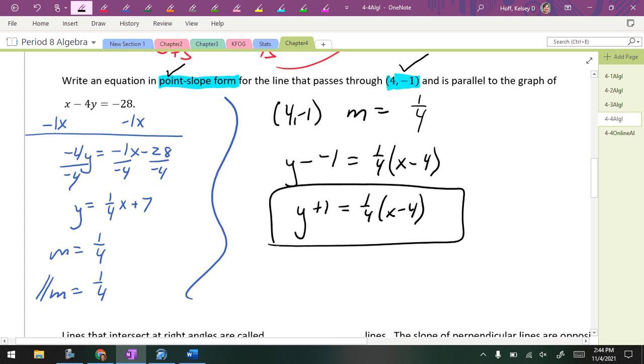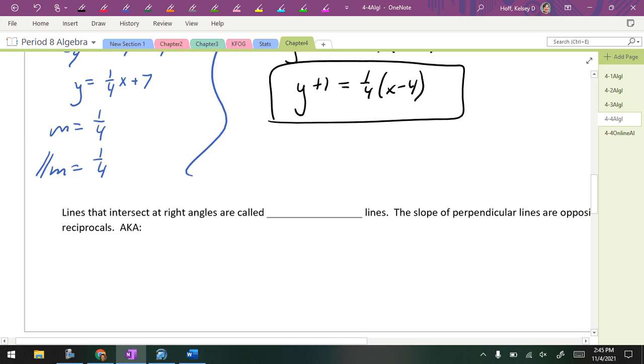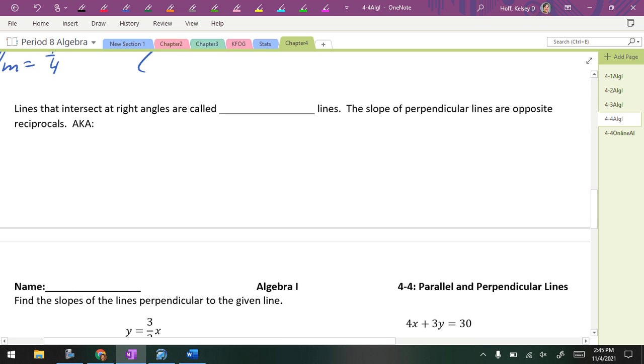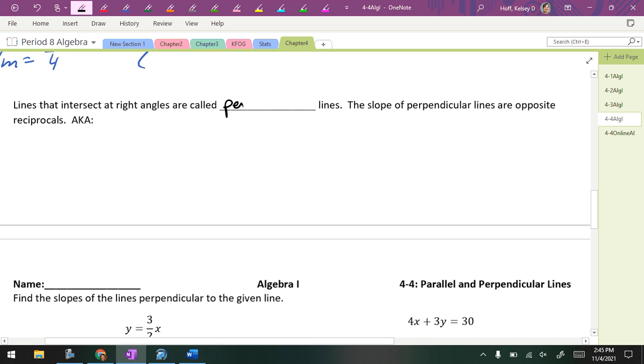Parallel lines never touch. So they're moving at the same slant, slope, rise over run. Their slopes are identical. Opposite of parallel, lines that intersect at right angles are called perpendicular. P-E-R, P-E-N, D-I-C-U-L-A-R. Feel like a cheerleader. P-E-R, P-E-N. No? D-I-C-U-L-A-R.